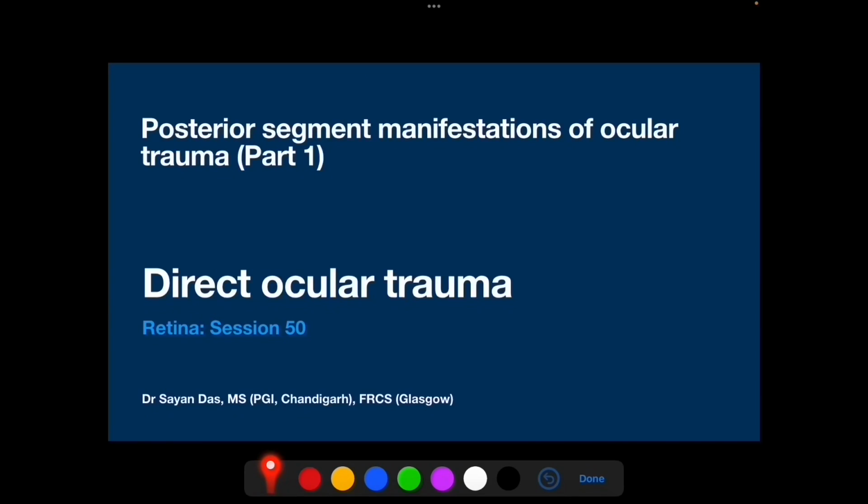Welcome. In this session and the next, we'll be discussing posterior segment manifestations of ocular trauma. In this session we'll be discussing direct ocular trauma, both open globe and closed globe injuries, and in the next session we'll be discussing ocular manifestations from distant trauma, also known as indirect ocular trauma, and photic or light induced ocular injuries. We'll discuss anterior segment manifestations of ocular trauma in the cornea section later.